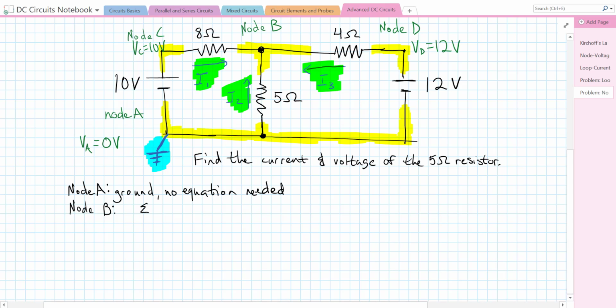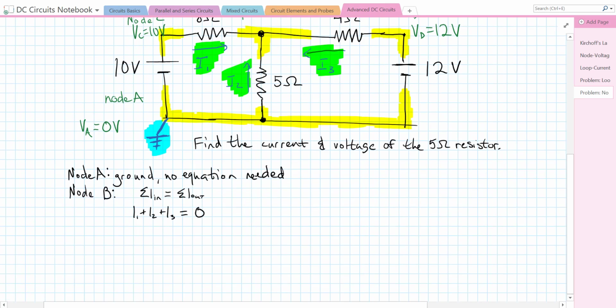The sum of the currents in this case is going to equal the sum of the currents out. And here I have 3 currents in, I1 plus I2 plus I3. And I have none coming out. So that's going to be equal to 0 on the left side.